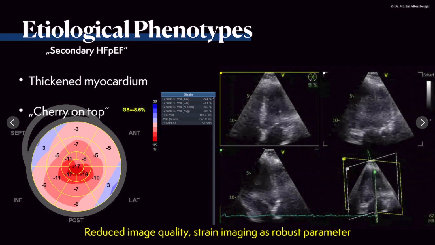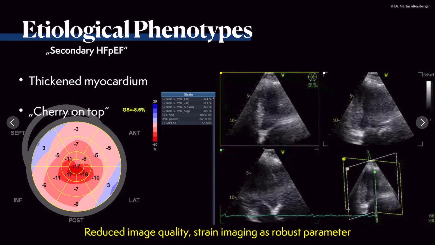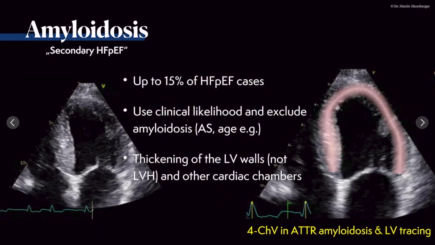In this case also contrast agent would have helped to delineate the endocardial borders quite nicely and would have helped to differentiate if ejection fraction is truly as reduced as we would think, as we see it in the B-mode imaging. In this possible secondary HFpEF, we have this typical cherry on top pattern. So we have this apical sparing where we do see the values are still red, or in the darker red color over here, and especially at the basal segments we almost have no longitudinal function of the myocardium present anymore. So even in reduced image quality, strain imaging is a relatively robust parameter.